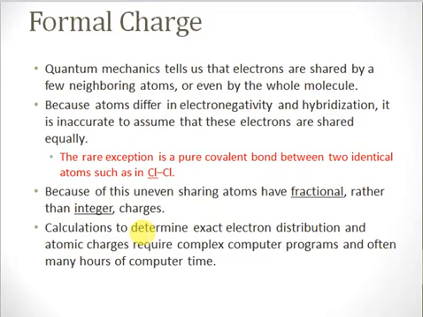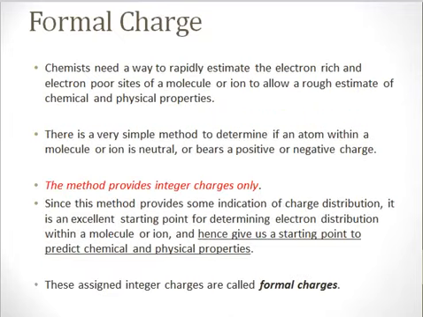Further, we have seen that quantum mechanics shows that electrons are never shared equally, and the atoms which are bonded through a covalent bond have a fractional charge. So we cannot show an integer charge because we are considering the covalent bond, right? And to calculate this fractional charge, there are complex computer programs which are very complicated and very time consuming.